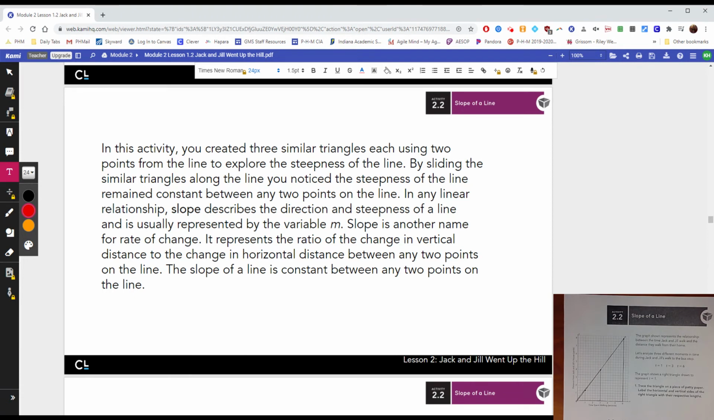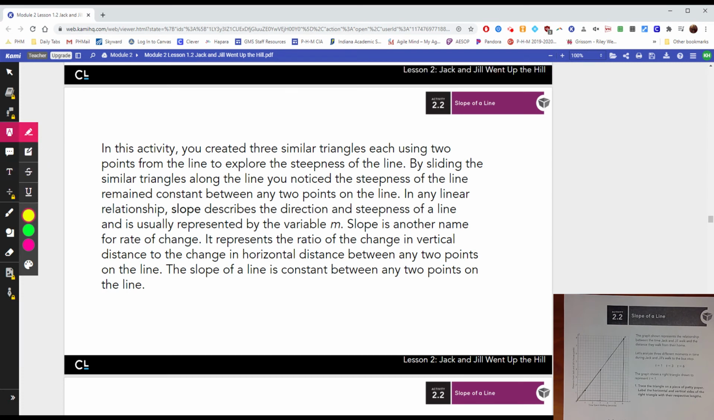By sliding the similar triangles along the line, you notice the steepness of the line remained constant between any 2 points on the line. That's what we just got done answering. We could slide those triangles. The hypotenuse of those triangles stayed the same and fit right on our line no matter where we were. In any linear relationship, slope describes the direction and steepness of a line and is usually represented by the variable m. I would like for you to highlight or underline that. That is what slope is. It describes the direction and steepness. Slope is another name for rate of change.